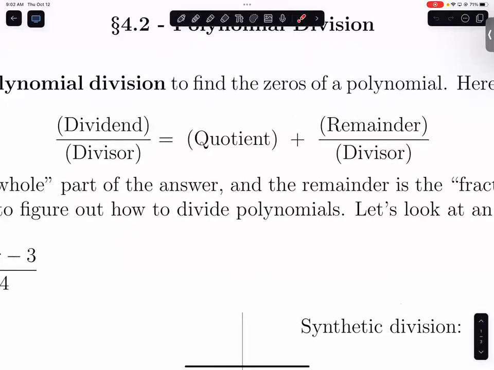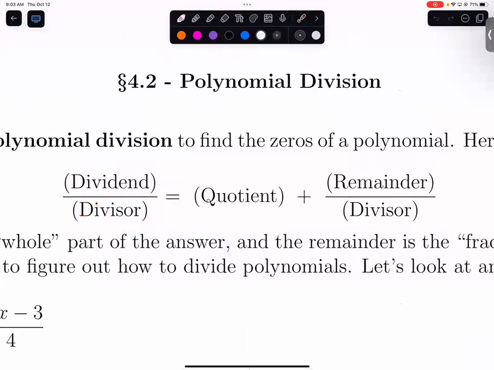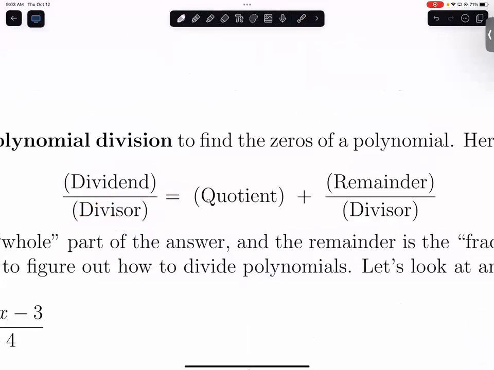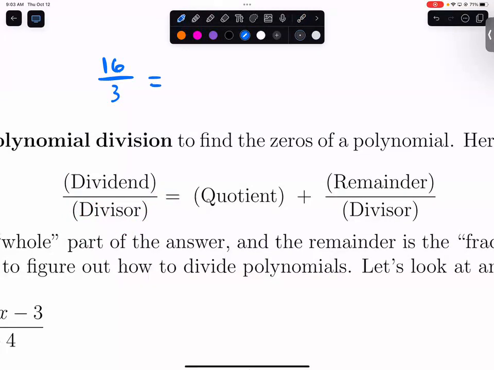The thing that you divide is the dividend. The thing that you divide by is the divisor. So if I'm dividing 16 divided by 3 or something, the dividend there is 16. The divisor is 3. The quotient is the whole number part of the answer, right? So how many times it goes in. 3 goes into 16 5 whole times, that's the quotient.